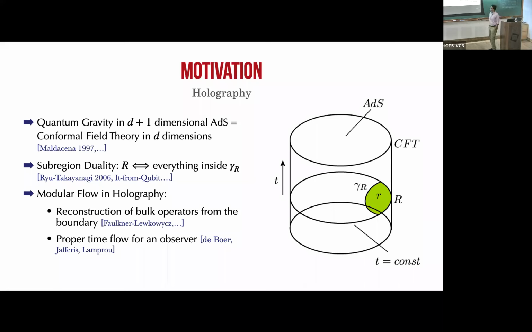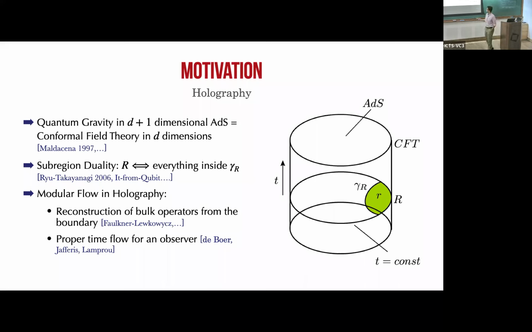Independently of this, in the context of holography, people have discussed modular flow for a variety of reasons. So there was this paper by Faulkner and Lewkowycz, which wrote down an explicit reconstruction formula. So if I give you an operator in the bulk, and you want to find out what its boundary representation is, then modular flow played an important role in this map, which takes a bulk operator to a boundary operator. So it was useful in this context.